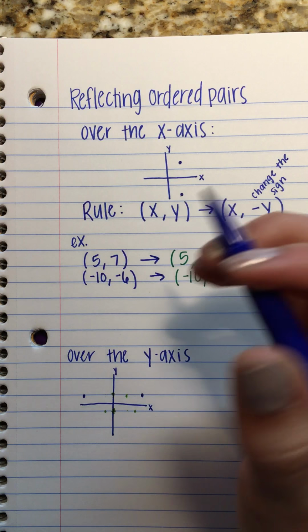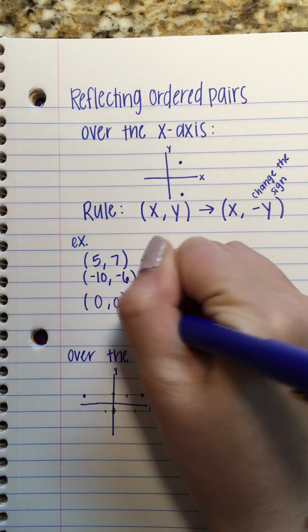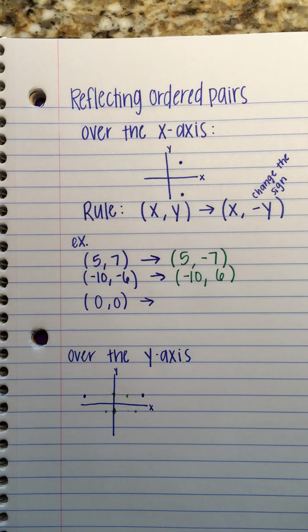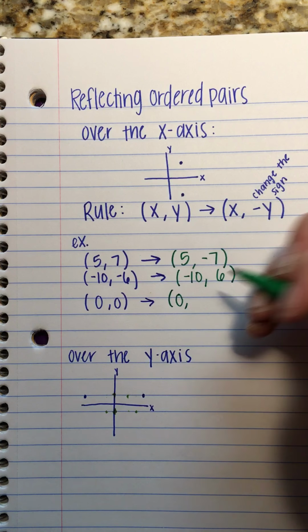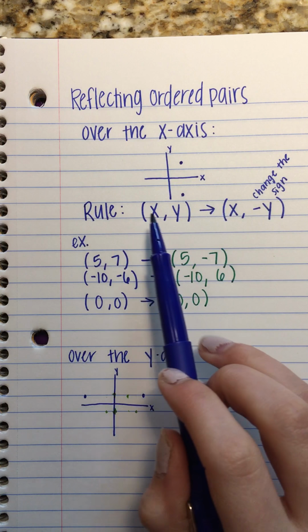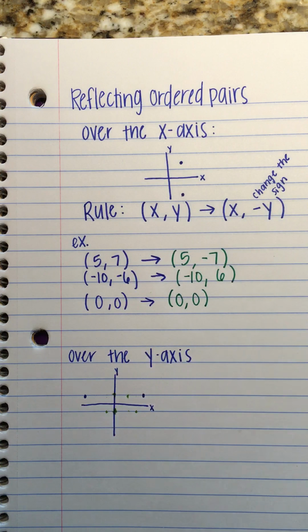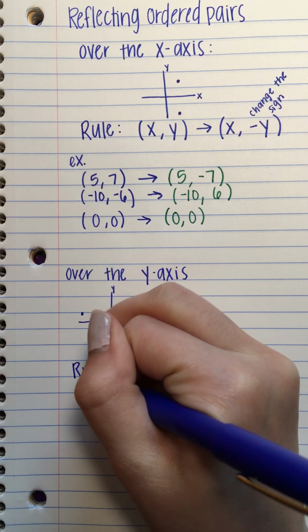What other example might you see? 0, 0, that'd be kind of a special case. Keep your x, and then 0 doesn't even have a sign. Boom. Okay, so that's reflecting over the x-axis. And if you can think about what this rule means here, you might be able to anticipate what the rule is going to be for over the y-axis.